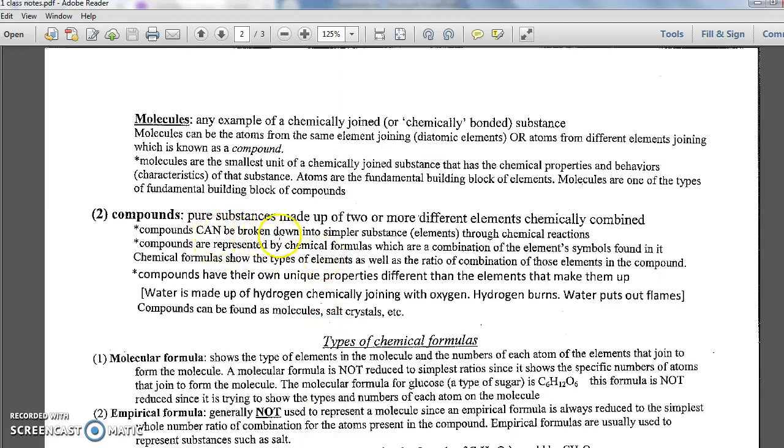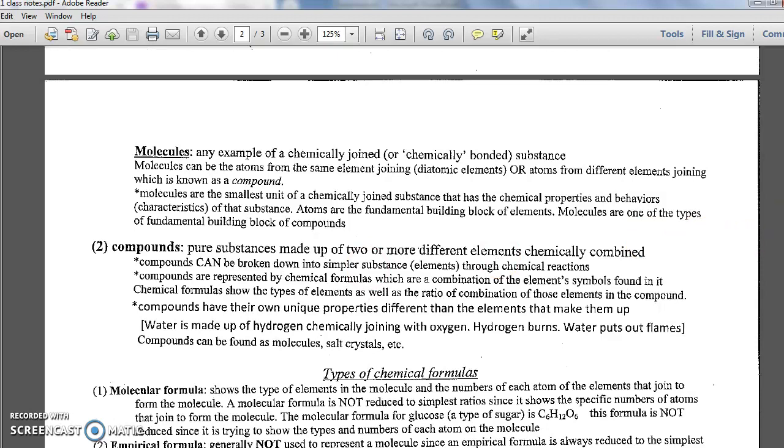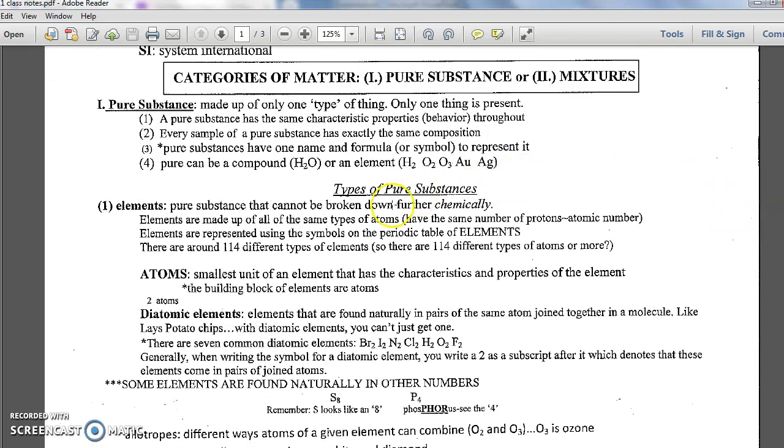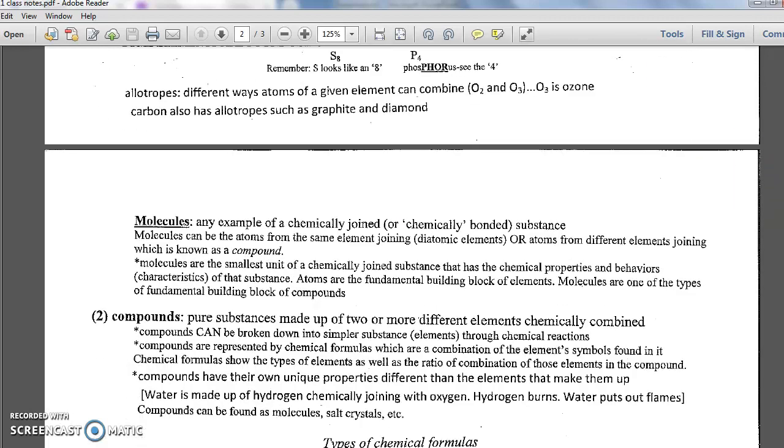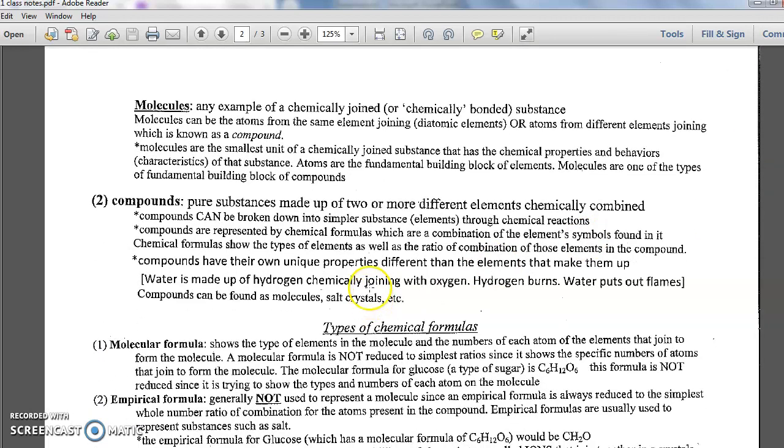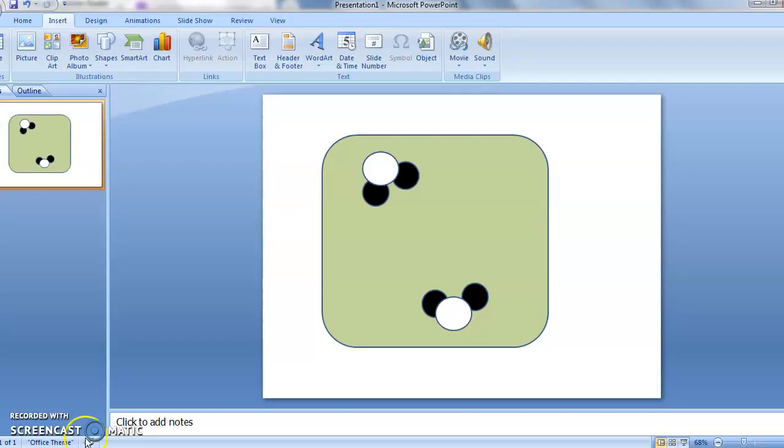Compounds can be broken down further into simpler substances. We saw here that elements could not be. An element cannot be broken down further into simpler substances. Compounds can be broken down further into simpler substances. So right here I have a compound. How could I break this down into different substances?